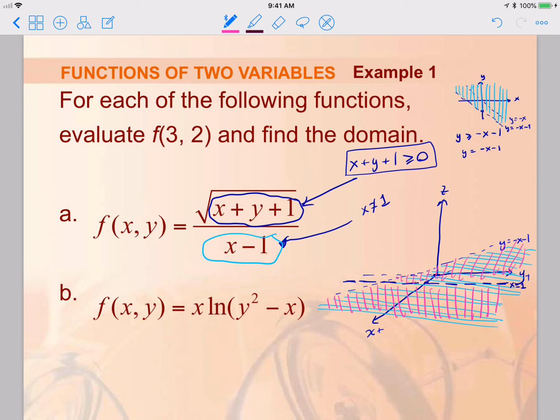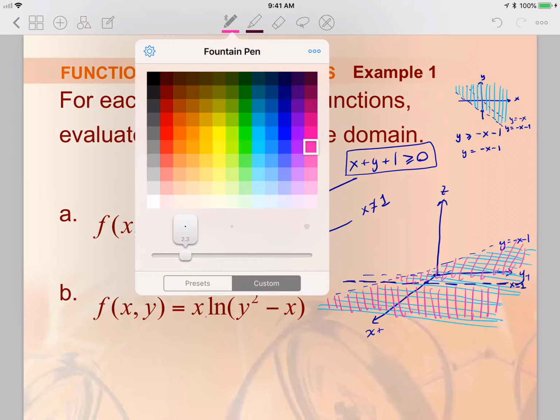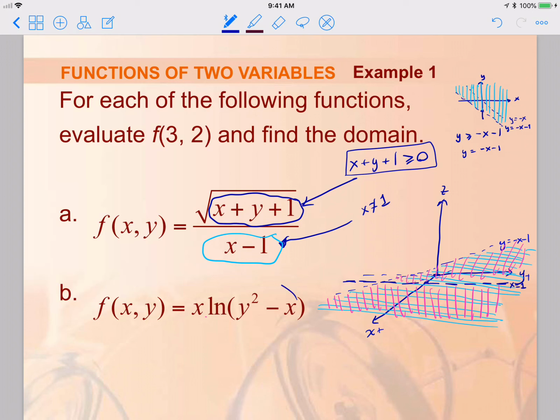And let's look at this second one here. For the second one, we've got f of x, y equals x times natural log of y squared minus x. So the requirement that I have is I need y squared minus x to be greater than 0, because you cannot take the natural log of 0 and you can't take the natural log of a negative number. So to say that y squared minus x is greater than 0 is the same as saying y squared is bigger than x.